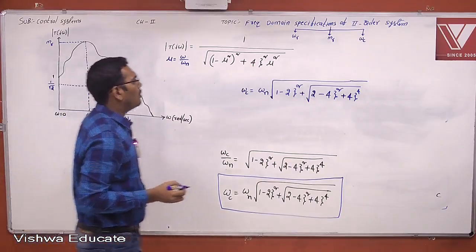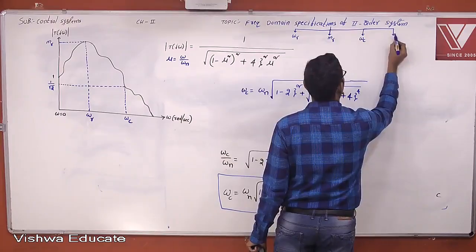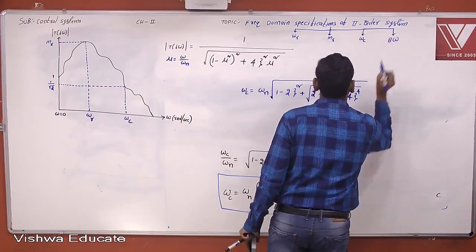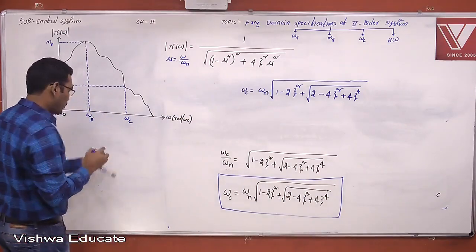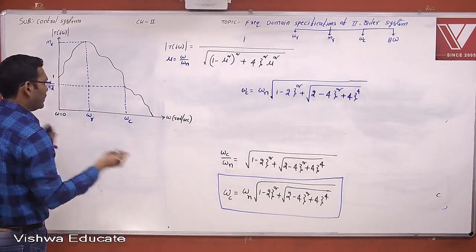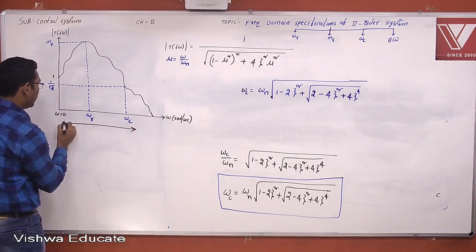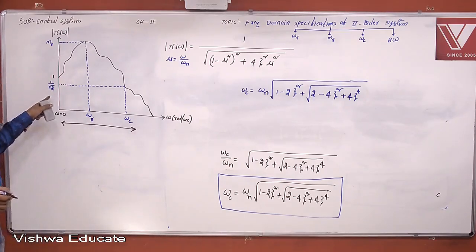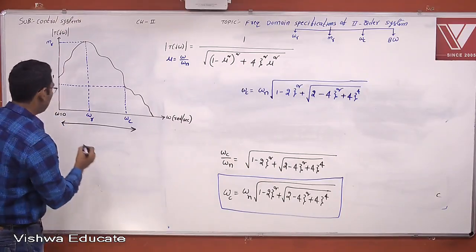Now resonant frequency, resonant peak, cutoff frequency, and next one is bandwidth. What is the bandwidth? The bandwidth is nothing but the range of frequencies such that the magnitude has a value of 1 by root 2, the 3 dB point. Now this is the bandwidth.